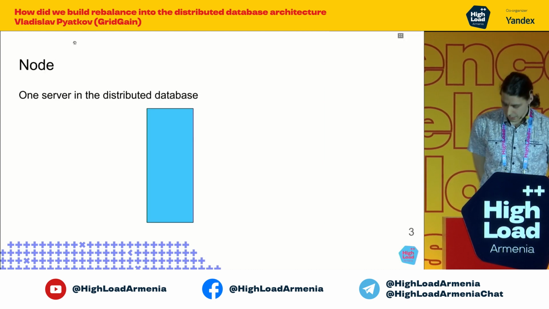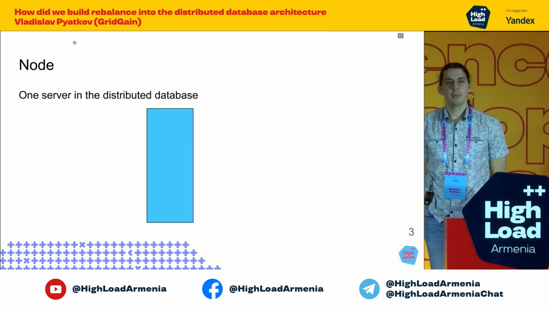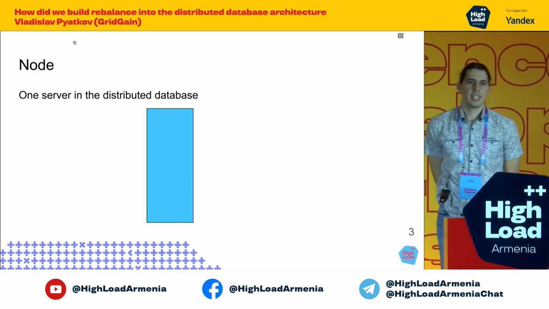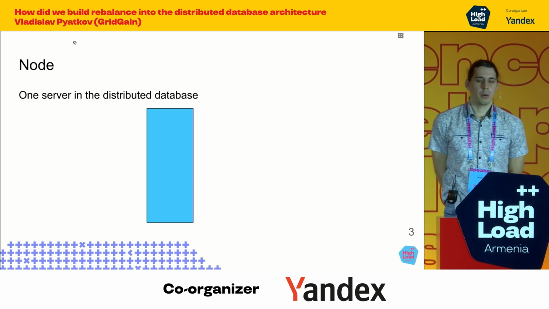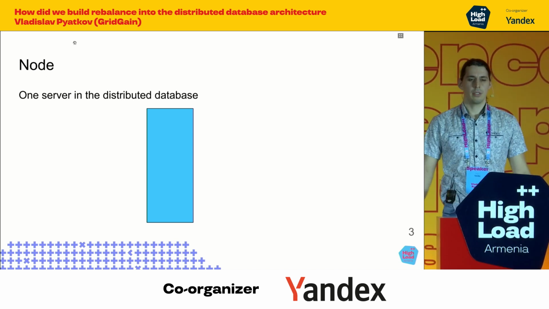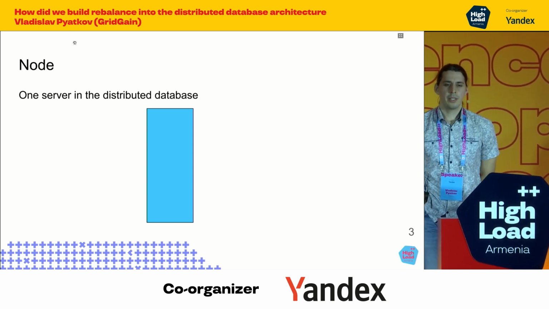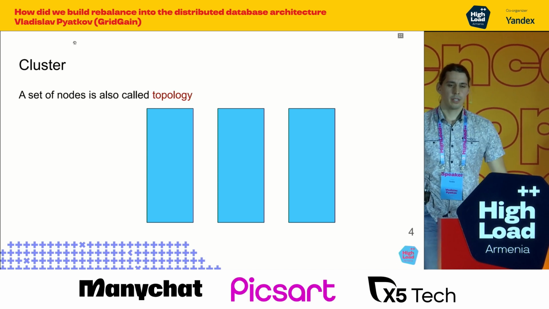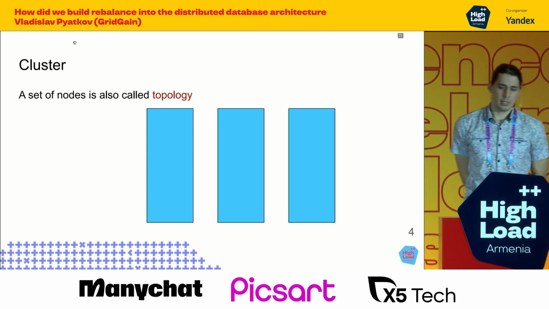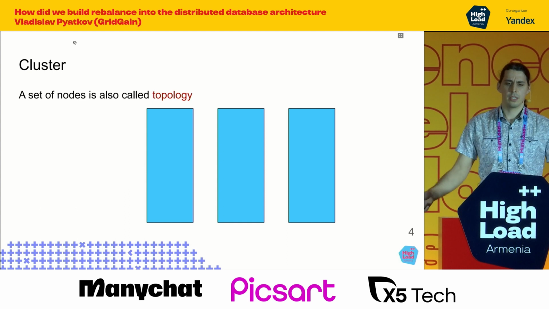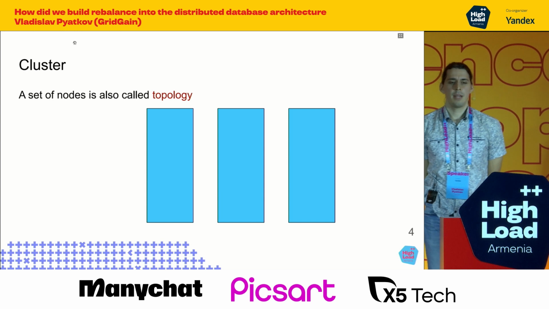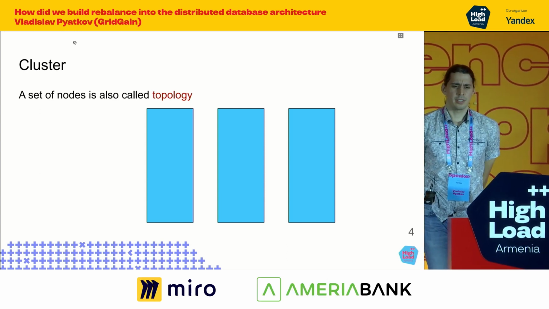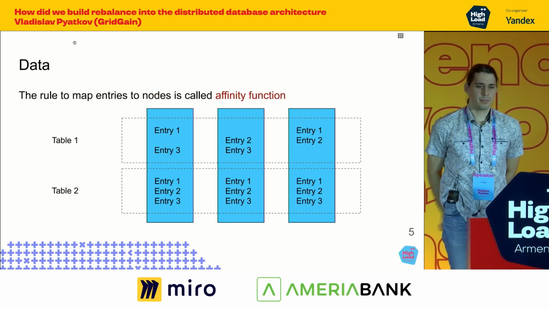I'll start with several terms which I will use in the presentation. The first term is node. A node is a single server. It is a part of a distributed database. When we see several servers communicating through the network, it is a cluster. Cluster is the same term as topology. It's a set of nodes.